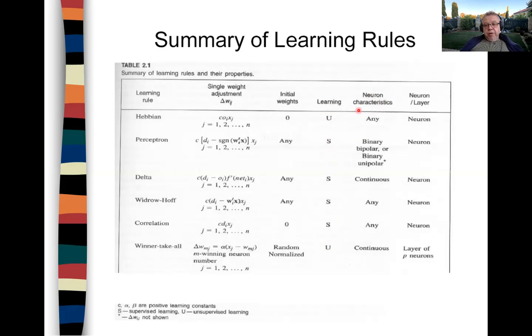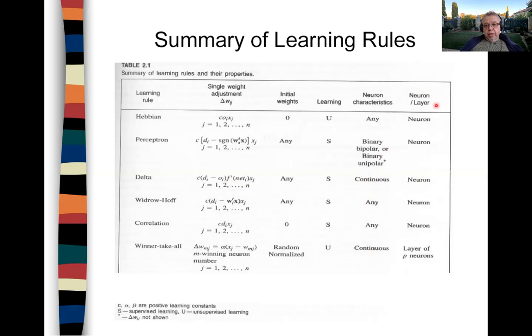The type of neuron that you can use. Any means it can be binary bipolar, binary unipolar, or continuous. This is what any means. But for the perceptron, it is binary bipolar or binary unipolar. For the delta rule, it works for a continuous neuron, and then the Widrow-Hoff, and these ones are shown on the table.